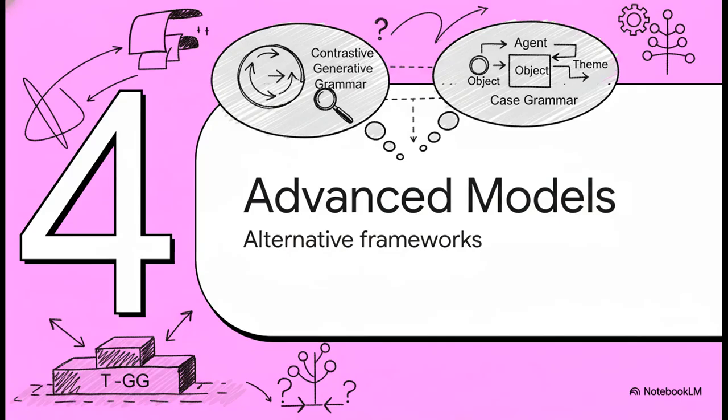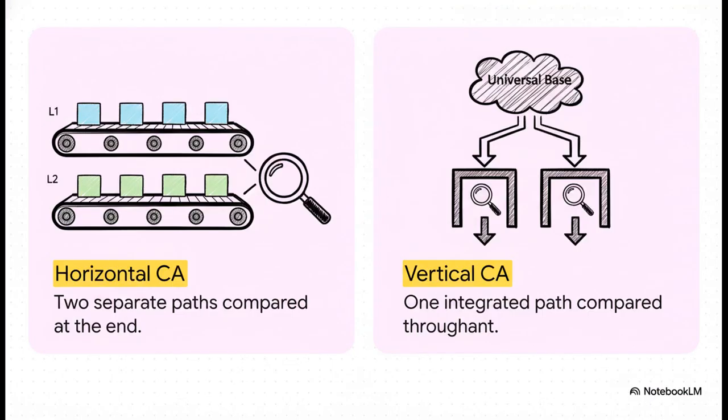Now, TGG was a huge step, but it wasn't the final word. Linguists developed other models to try and refine contrastive analysis even more. Let's take a quick look at two of them, contrastive generative grammar and case grammar. The classical way of doing this, which we can call horizontal CAG, was a two-step process. First, you describe language A completely. Then you describe language B completely. Then you lay them side by side and compare.